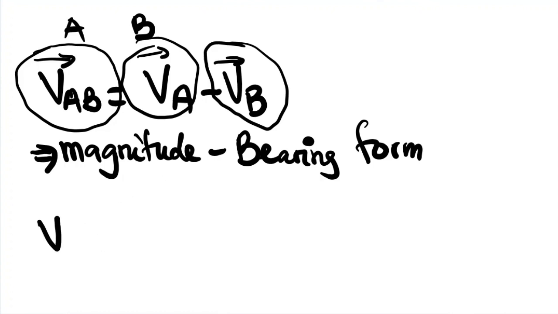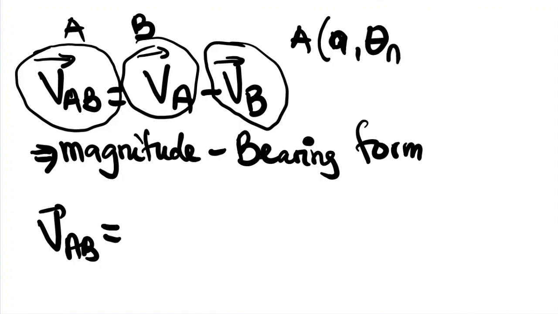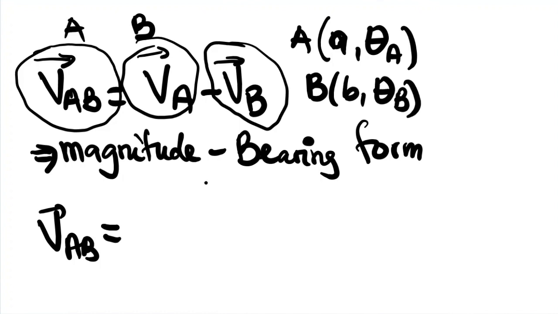So what we do now: the velocity VAB in vector form is equal to the velocity of A. Let's say A has a magnitude, small a, comma, and an angle, let me say theta A, and B has a magnitude small b and an angle of theta B. For the general formula for relative velocity, you should make sure that the thetas are bearings.